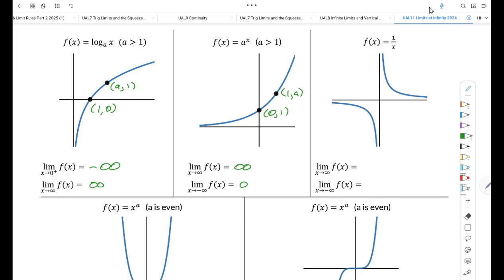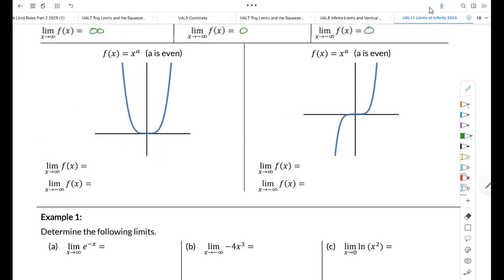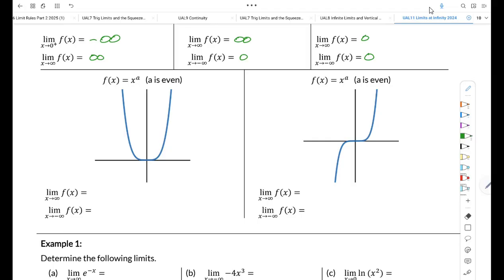Take 1, divide it by a giant number, you're going to get a tiny decimal. If that decimal's not tiny enough, pick a bigger x value. All right. And then, of course, x to a power, even versus odd. The typo's been there for years.